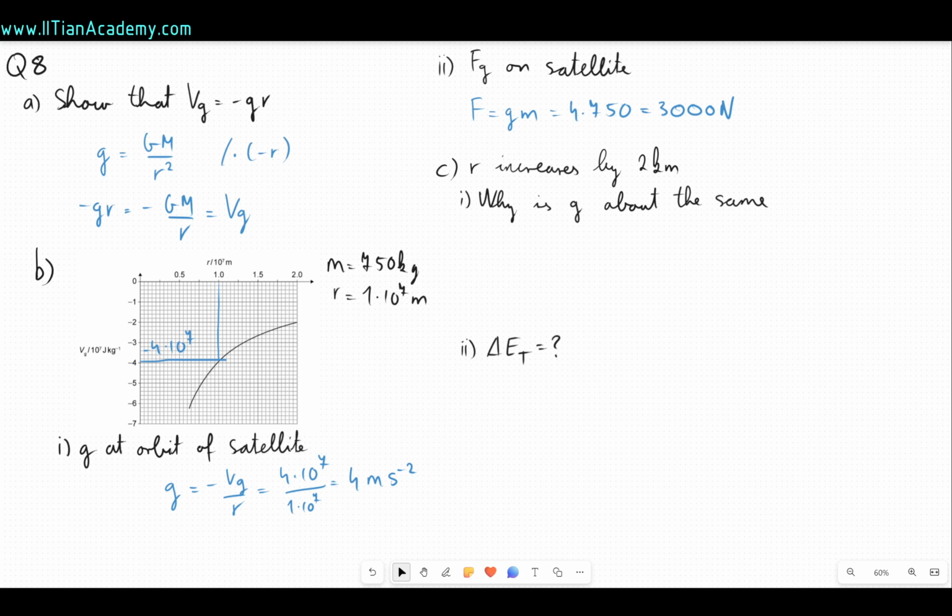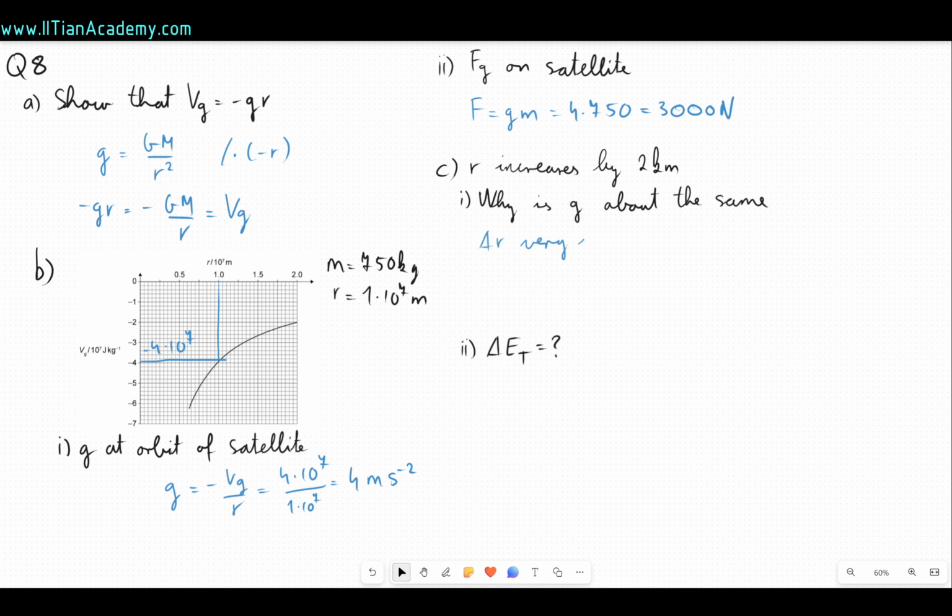So in part C, we are told that the satellite is moved to a new circular orbit. Radius increases by 2 kilometers. We need to outline why the magnitude of the field strength at the new orbit is approximately the same as the old orbit. And well, it is because the change in the orbital radius is very small.